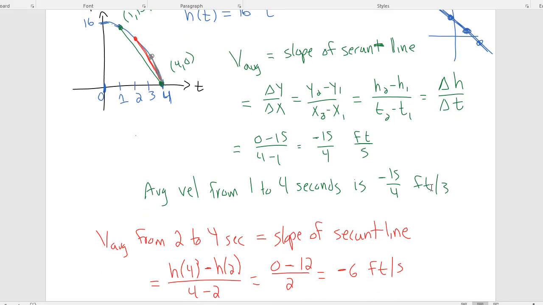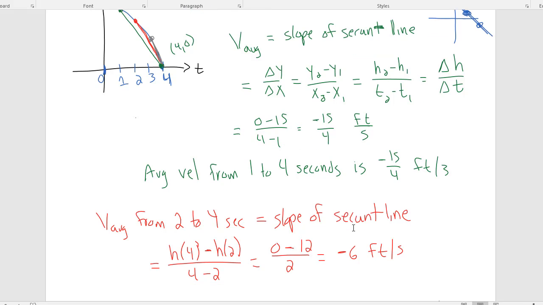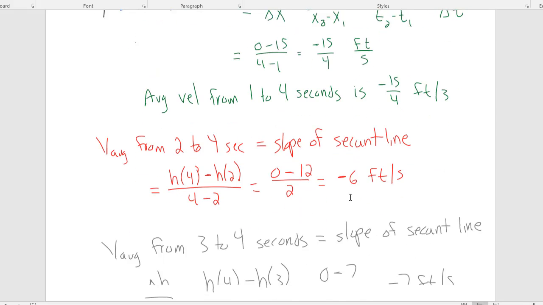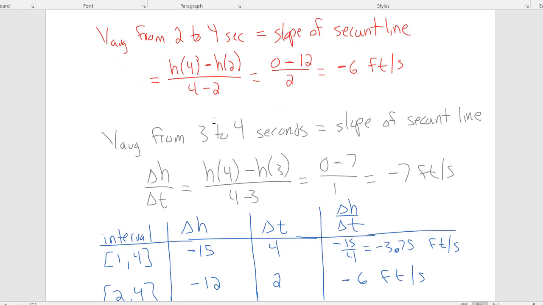And then we moved that time interval a little closer. So we took 2 seconds to 4 seconds, and we found the slope of that secant line, or that average rate of change. So here was the slope between 1 to 4 seconds. Here was the slope between 2 to 4 seconds. Then we went from 3 to 4 seconds and found that average velocity. Again, we found the change in height over the change in time, and we found that average velocity from 3 to 4 seconds.